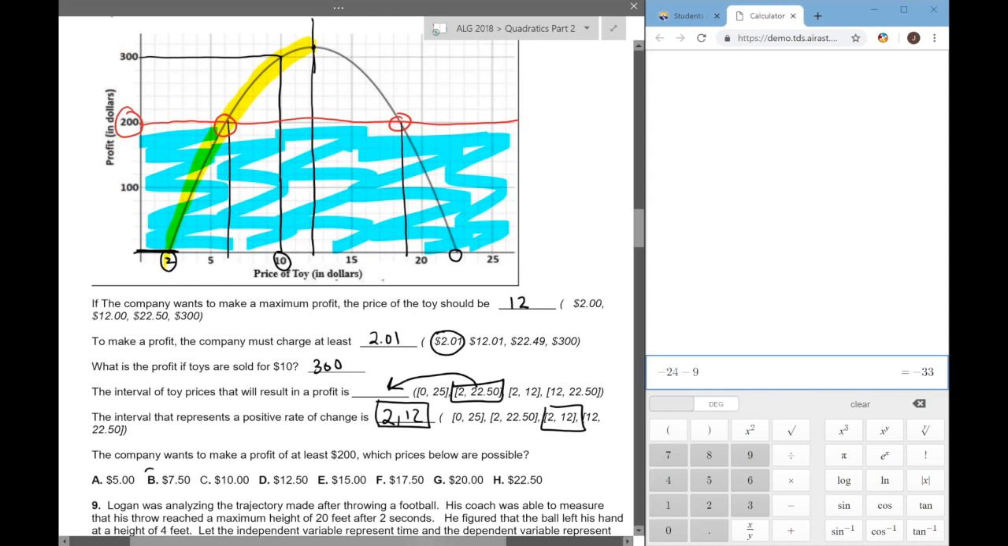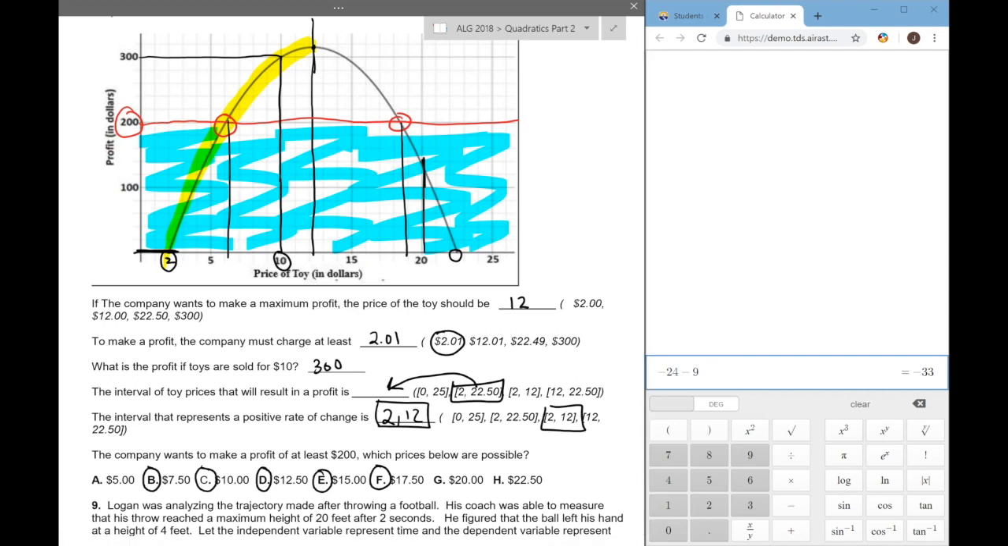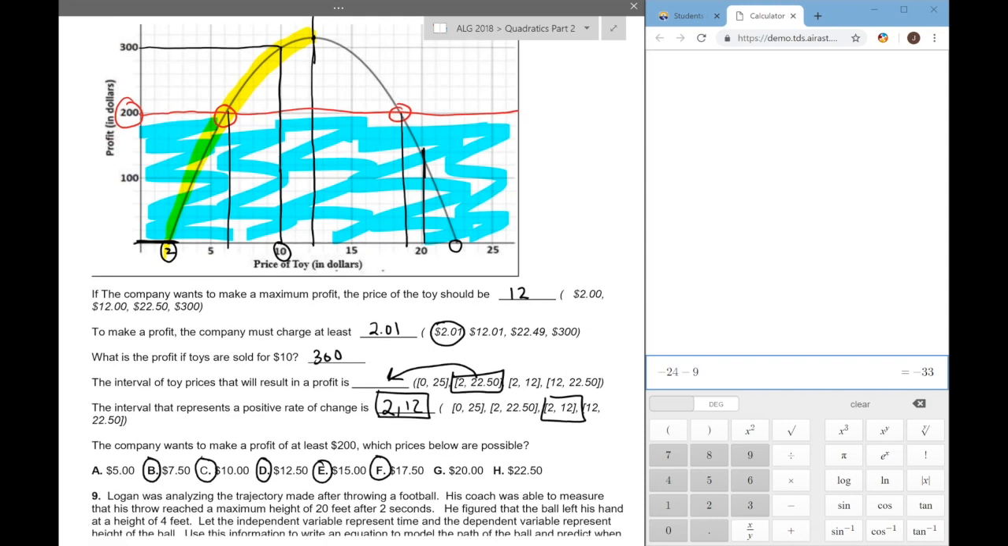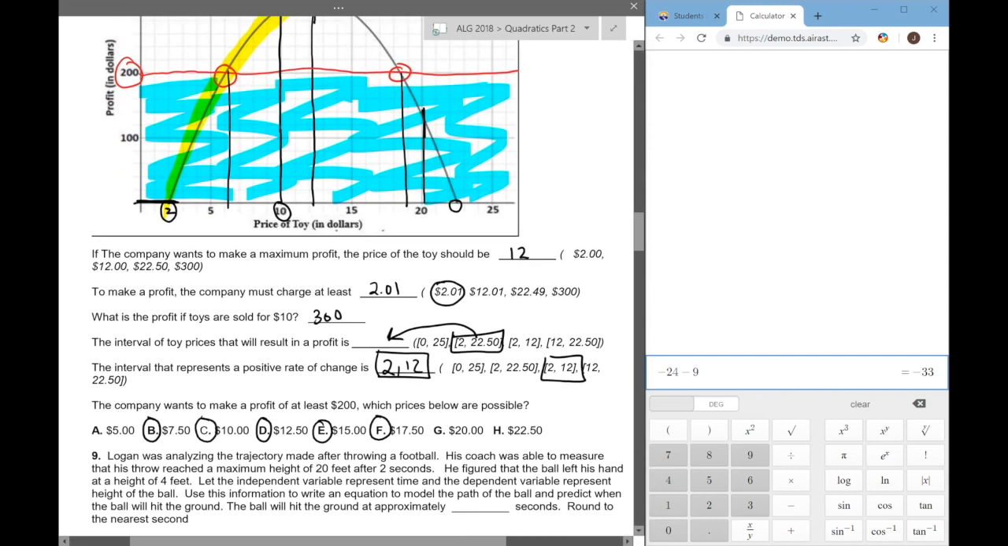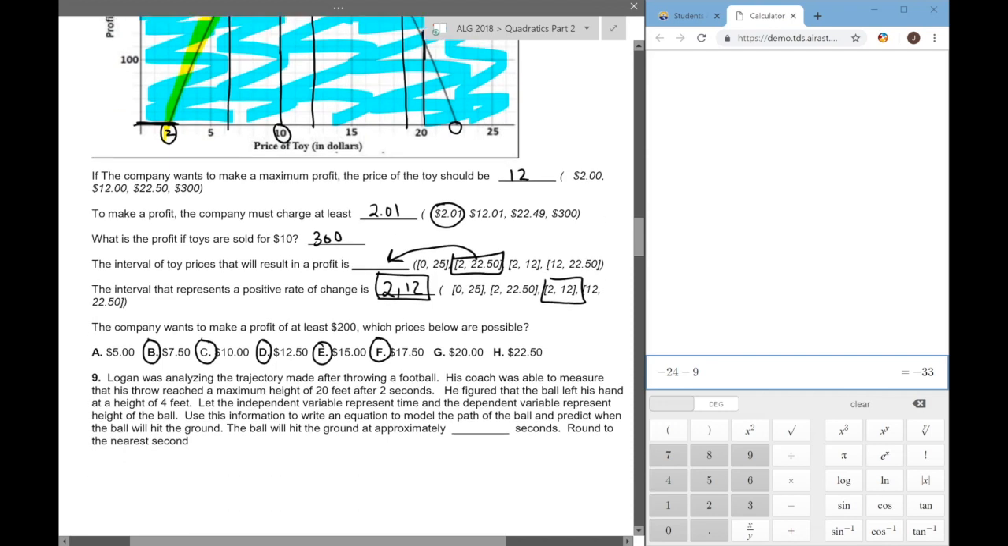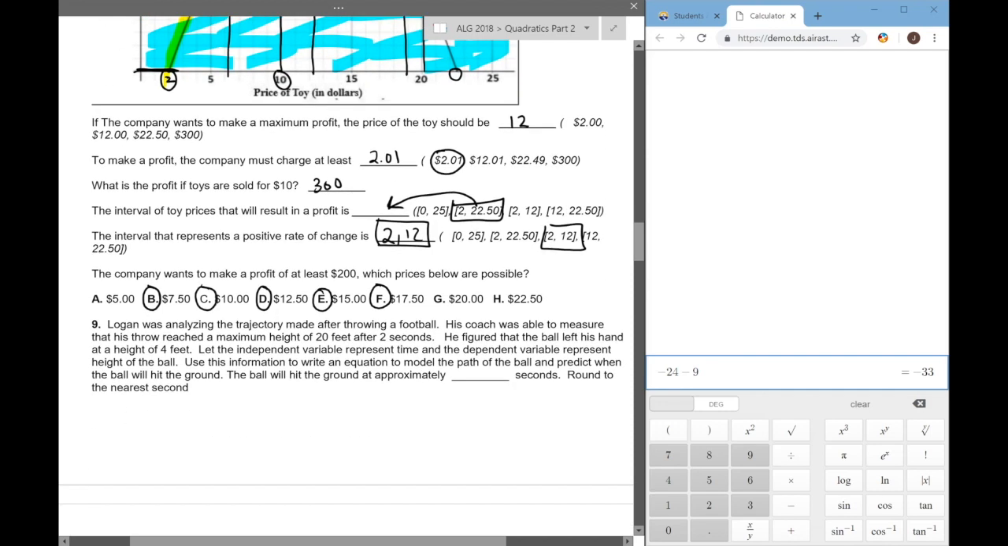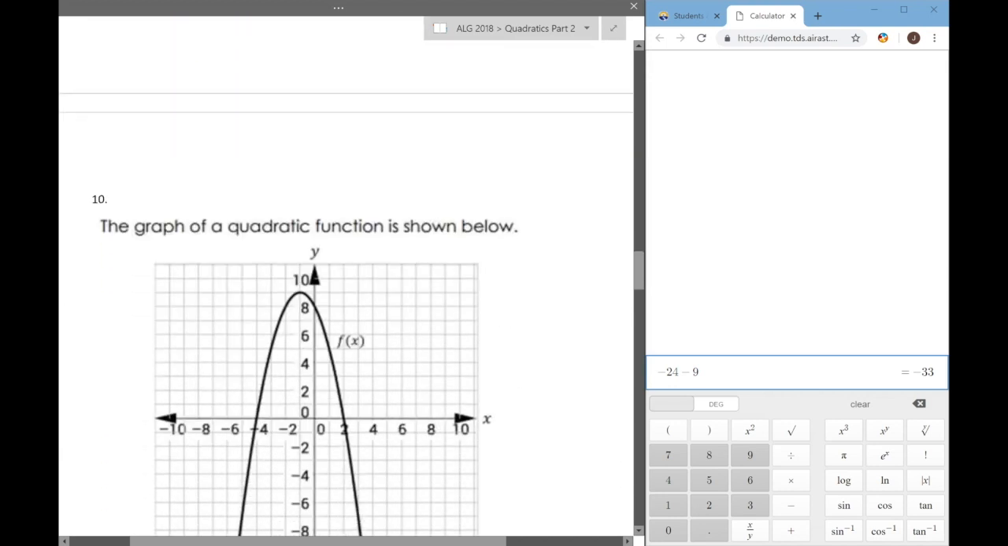$7.50 would be good. $10, yes, they would make more than that. $12.50, yes. $15, yes. $17.50, yes. $20, no, because at $20 they're not making that profit. It's in the blue zone. $22.50, again, in the blue zone, not what we want. So your answers were B, C, D, E, and F. Okay. Go ahead and skip number 9 and move on to number 10.